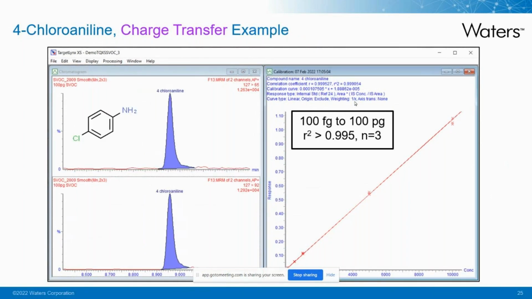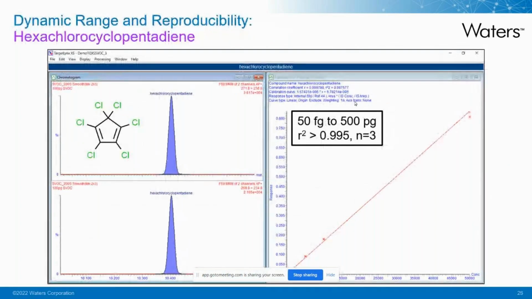If we look across some of the different types of examples, another compound with an aniline, so now we start to add in a nitrogen containing compound. Again, we have that core of about 100 femtogram to 100 picogram with excellent linearity, indicating that so far for the dry source analytes across this time period, the performance is very good for quantitation.